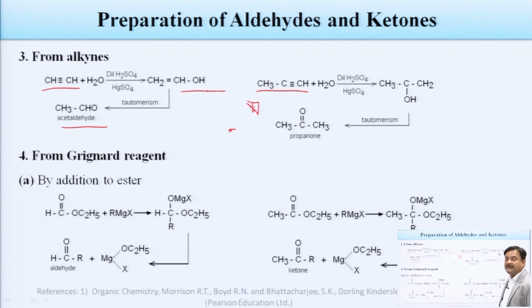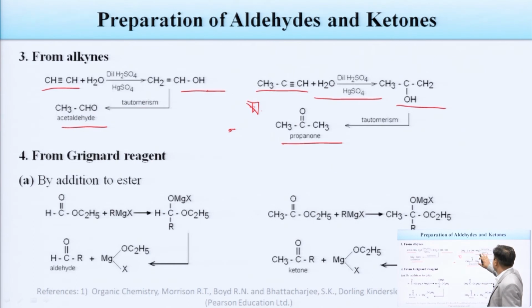Again you can see, this is a terminal alkyne, or you can say an asymmetric terminal alkyne, and in the presence of dilute H2SO4 and HgSO4 it undergoes hydrolysis. Again we are getting alcohol, but this time the secondary alcohol, and that secondary alcohol will again show tautomerism and it is converted into propanone. So, just focus, if you have remembered the Markovnikov rule. Again, you can see this particular reaction will go as per the Markovnikov rule.